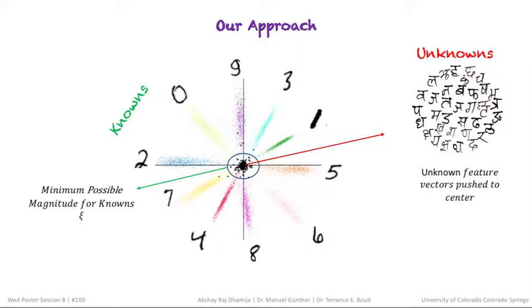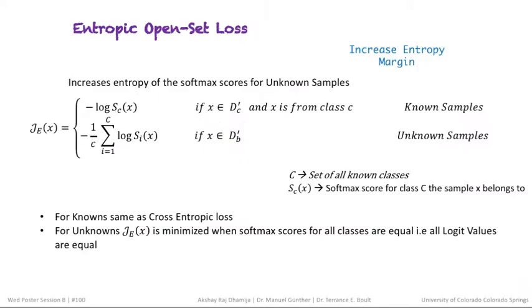Rather than following the previous trends, we focus on exploiting the default behavior of the network. We aim at representing the out-of-distribution samples at the center of the feature space while pushing out the known samples to a minimum magnitude of psi. For this purpose, we introduce our two novel loss functions.